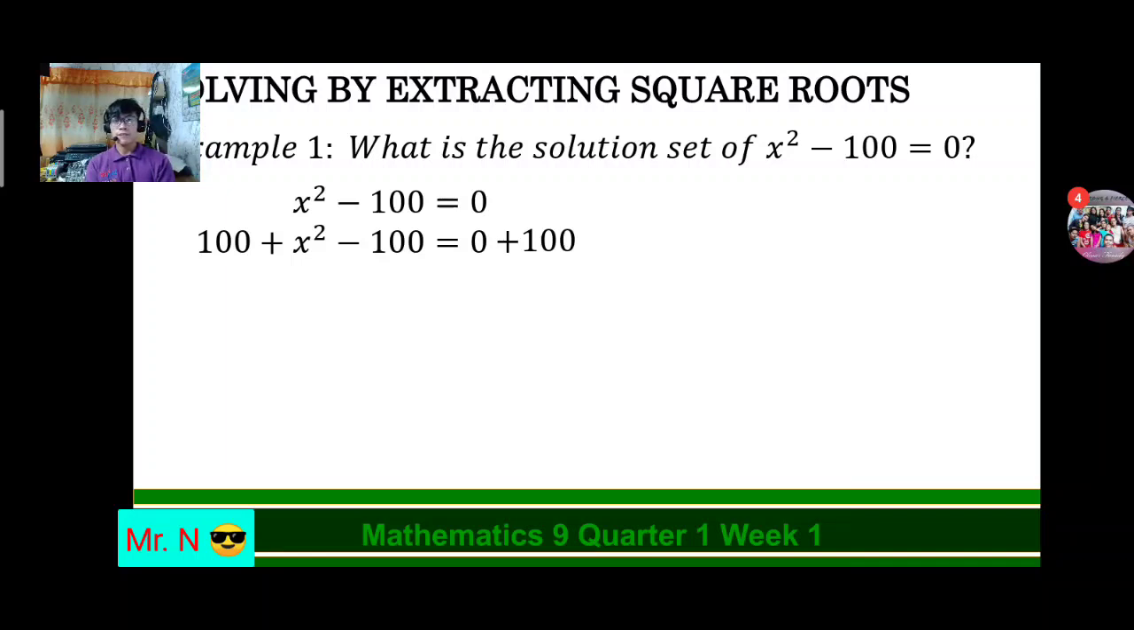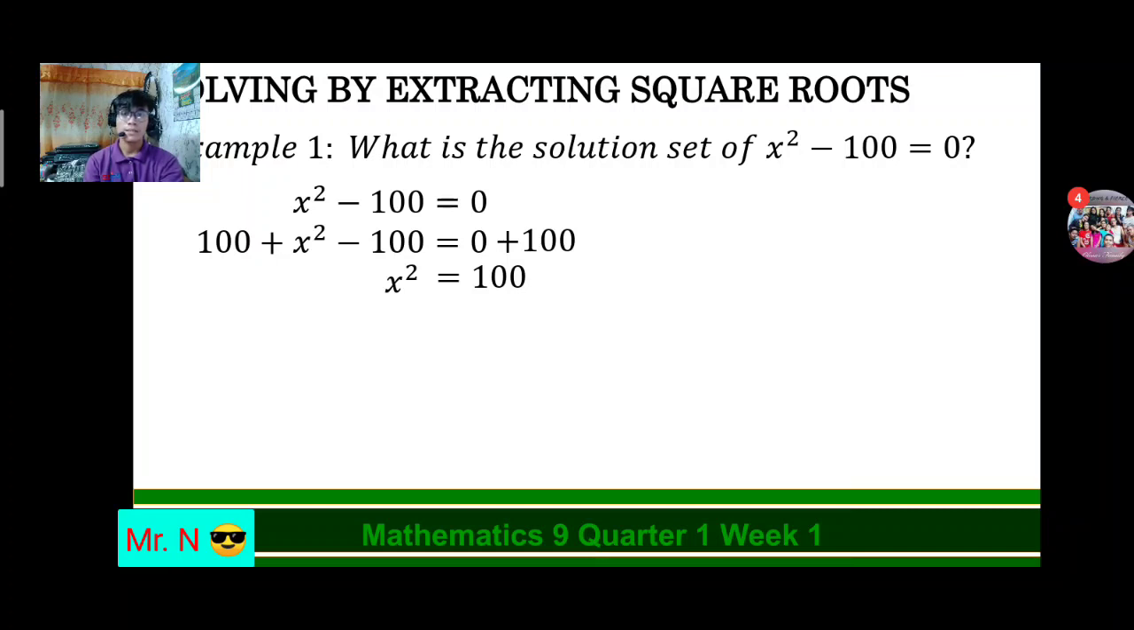And now, let's simplify combining like terms. So, 100 minus 100, that is 0. So, ang matitira na lang sa left side is x squared is equals to simplify the terms on the right. So, we have 100. X squared is equals to 100. So, as you can see, nakasulat na siya in a form of x squared is equals to k such that k is equals to 100.